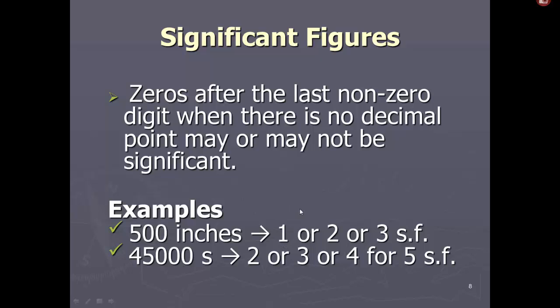The last rule is a little fuzzy, and it says zeros after the last non-zero digit when there is no decimal point may or may not be significant. So if you have 500 inches, this could be 1 significant figure, 2, or 3. If you had 45,000 seconds, it could be 2, 3, 4, or 5 significant figures.